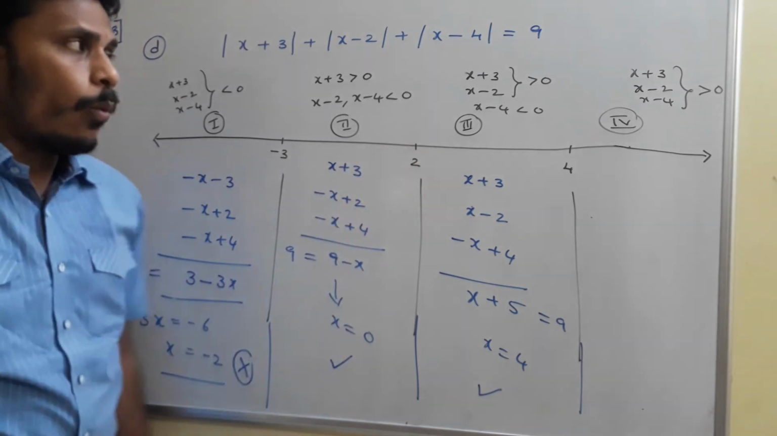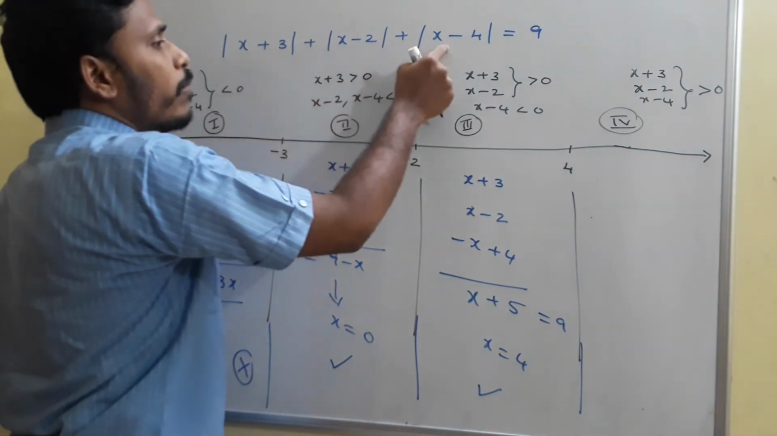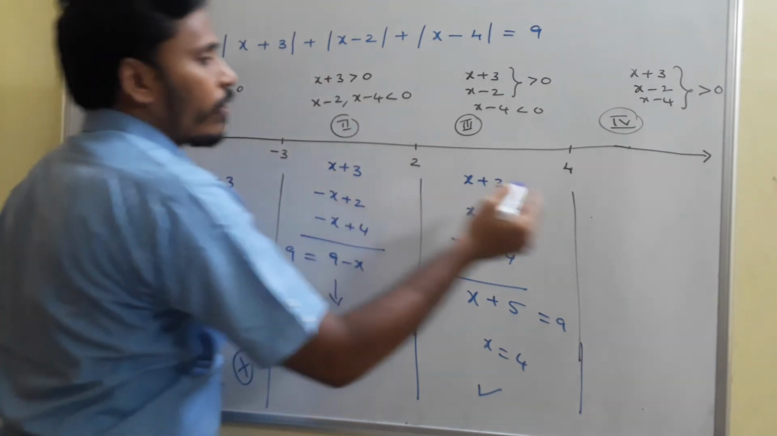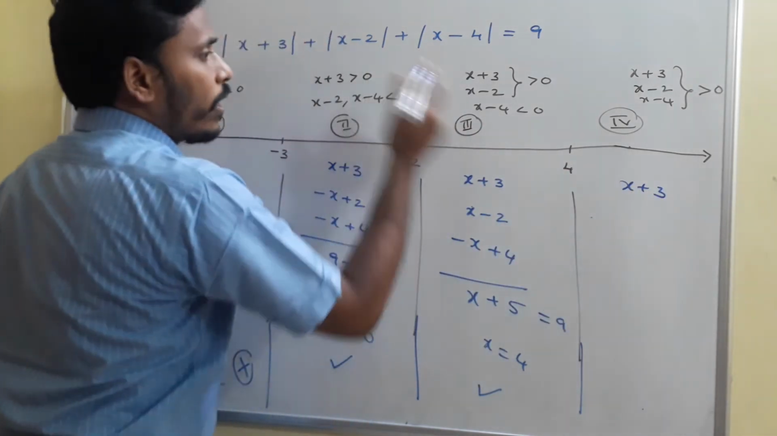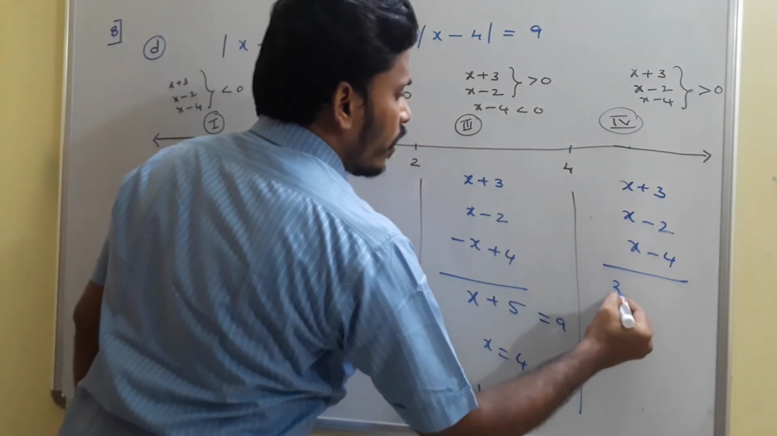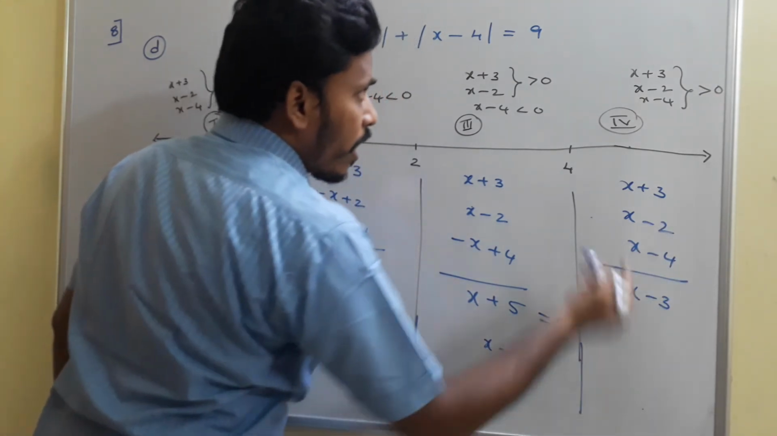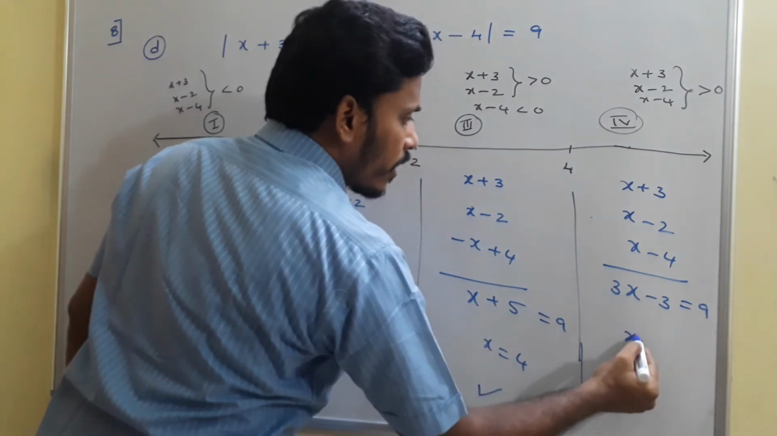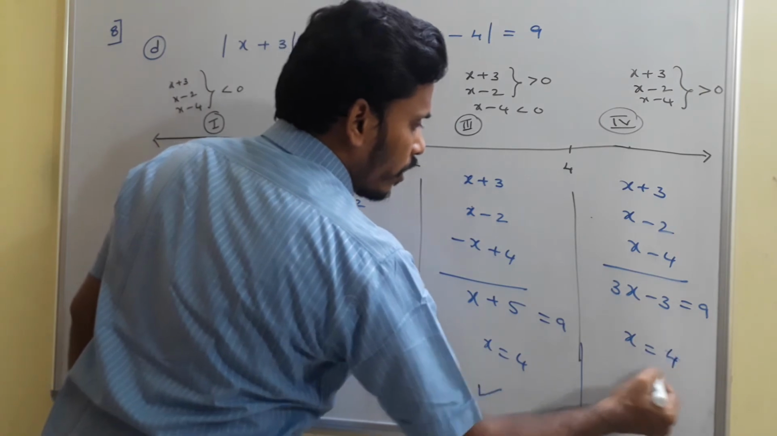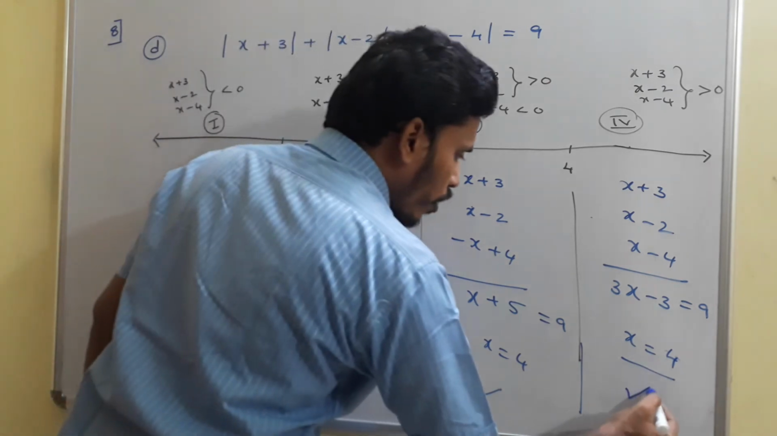Then in the last case, everything is positive. Since everything is positive, you just directly remove the modulus and write the expression. No need to multiply with a minus sign. So the first thing is x plus 3, the second one is x minus 2, and the third one is x minus 4. If you add, it is 3x minus 6 minus 3, that is 3x minus 3, and we need to equate it to 9. 9 plus 3 is 12, divided by 3 is 4, x is equal to 4. Again it is the boundary, so we need to accept that boundary, so 4 is a solution.